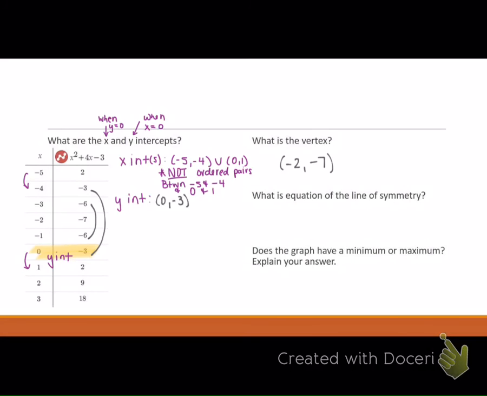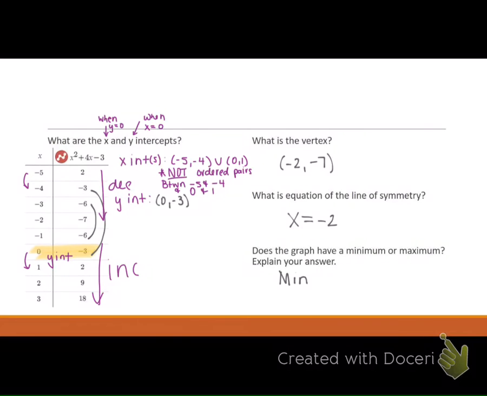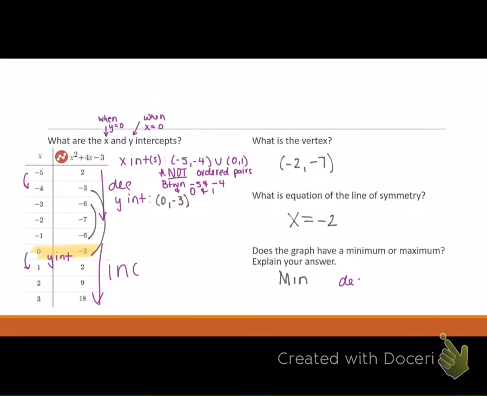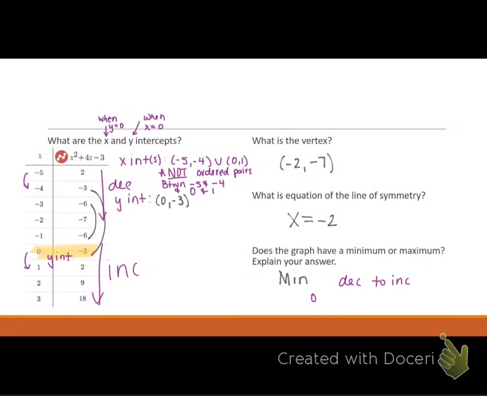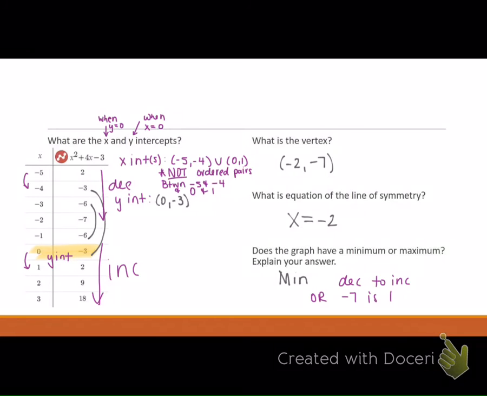What is my equation of my line of symmetry or my axis of symmetry then, Jack? Does this graph have a min or a max? It's been a min every time. If you want to look at it from increasing and decreasing intervals, it is decreasing to increasing. So if you think decreasing to increasing, that creates that scoop, and that's why. Or -7 is the smallest y value.